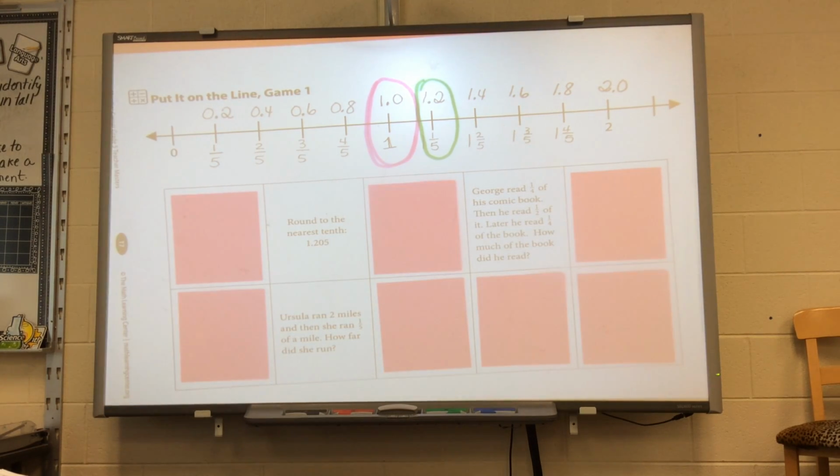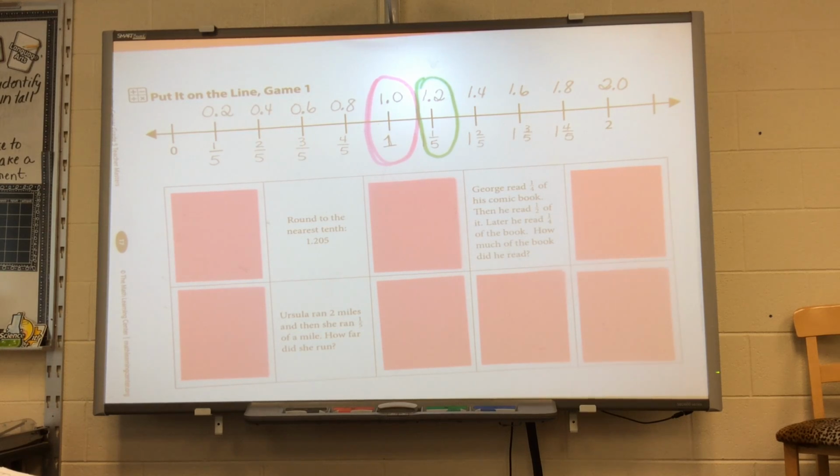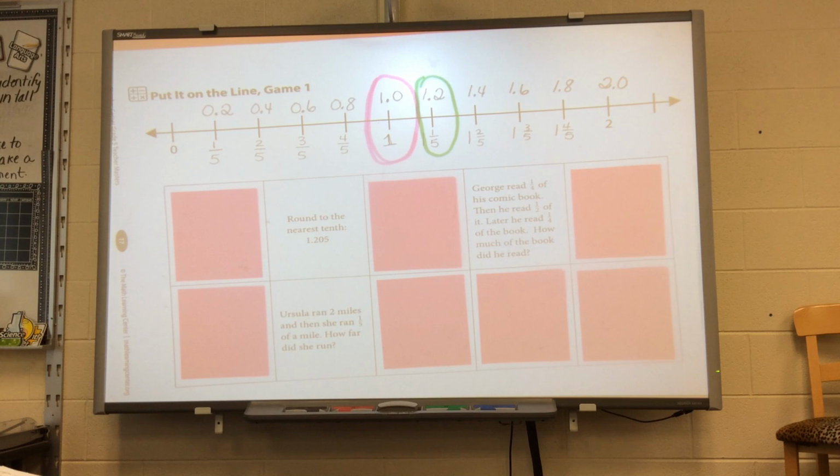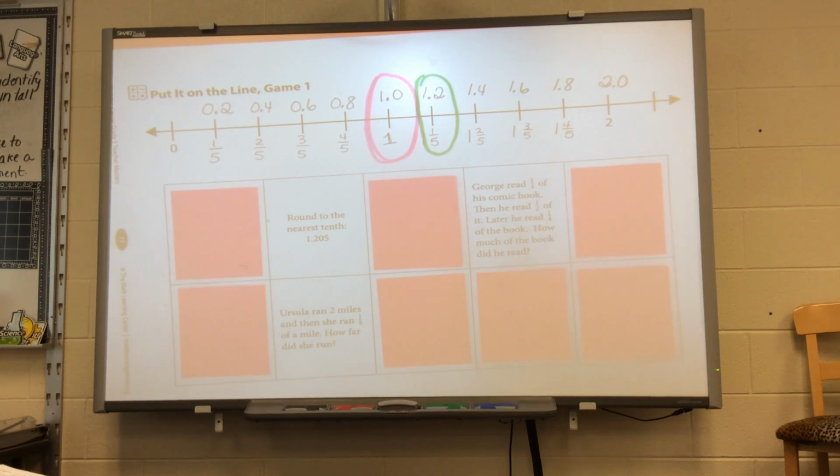Ursula ran 2 miles. Then she ran 1/5 of a mile. How far did she run? This is my problem, right? I'm going to do 2 plus 1/5. That one I think we probably can do mental math, right? 2 plus 1/5 is? 2 and 1/5. Which would be this one.